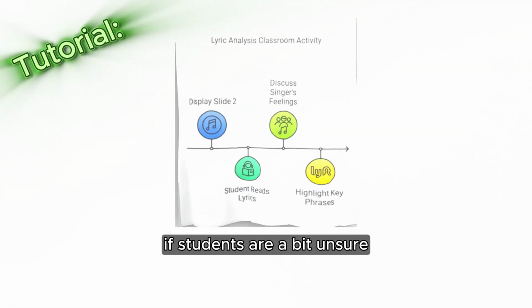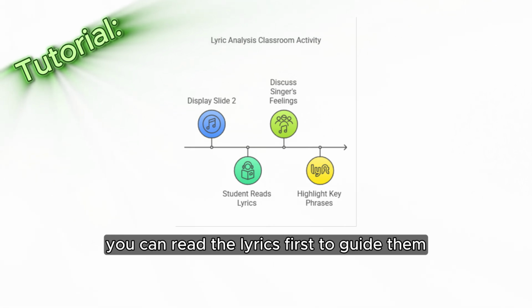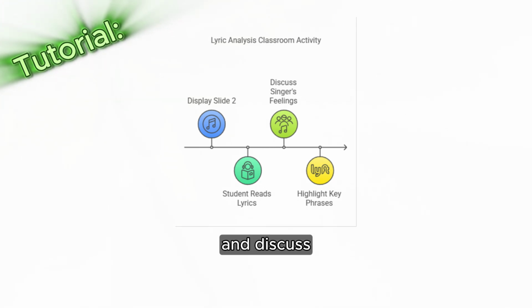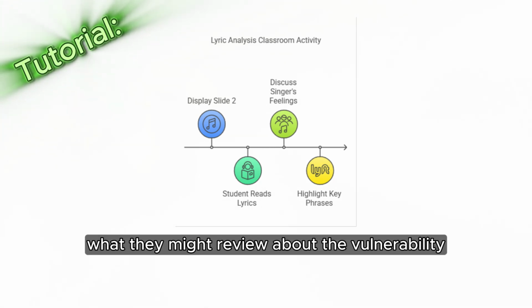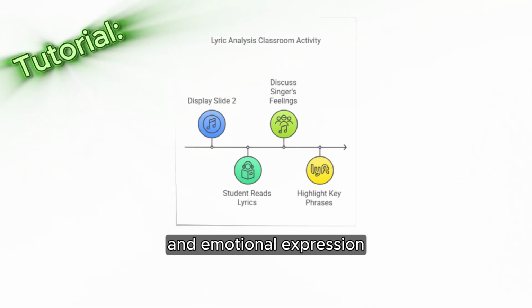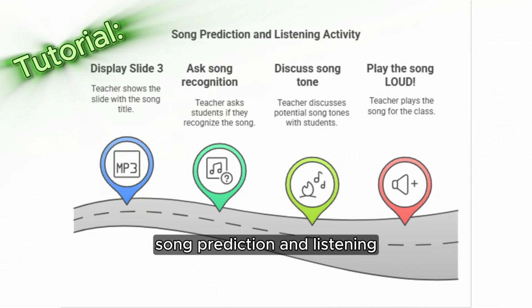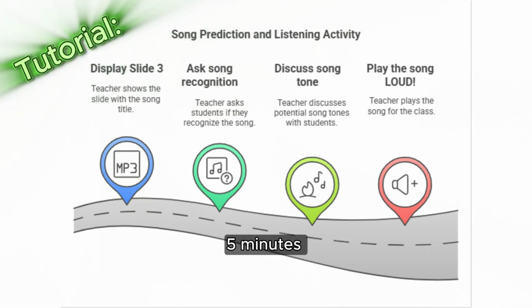If students are a bit unsure, you can read the lyrics first to guide them. Highlight key phrases and discuss what they might reveal about the vulnerability and emotional expression. Now on to step 3, song prediction and listening, 5 minutes.